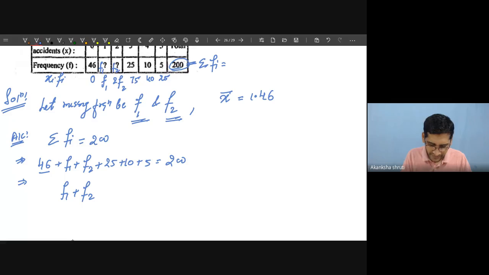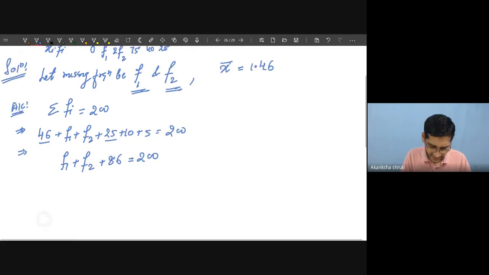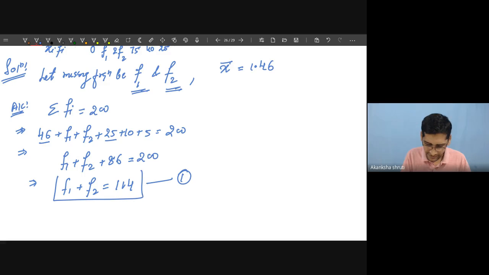Keep this F1 plus F2 in one place. 46 plus this 25, it becomes 71, plus 10, 81, plus 5, 86. So write this as F1 plus F2 is equal to 200 minus 86. Can I write it directly, students? So it becomes 114. It is one relation that we need to keep in mind.